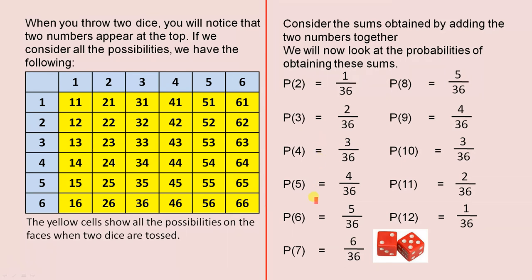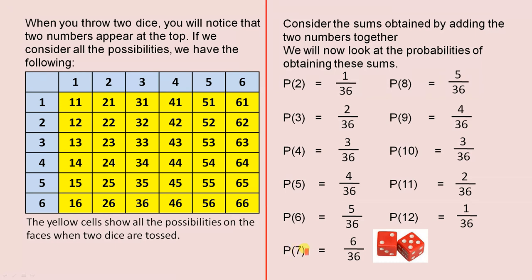And we go through all the possibilities of the additions, so the dice can add up to anything from 2 up to 12. And you will see that these probabilities are not the same. In fact, can you see which sum has the greatest probability of occurring?